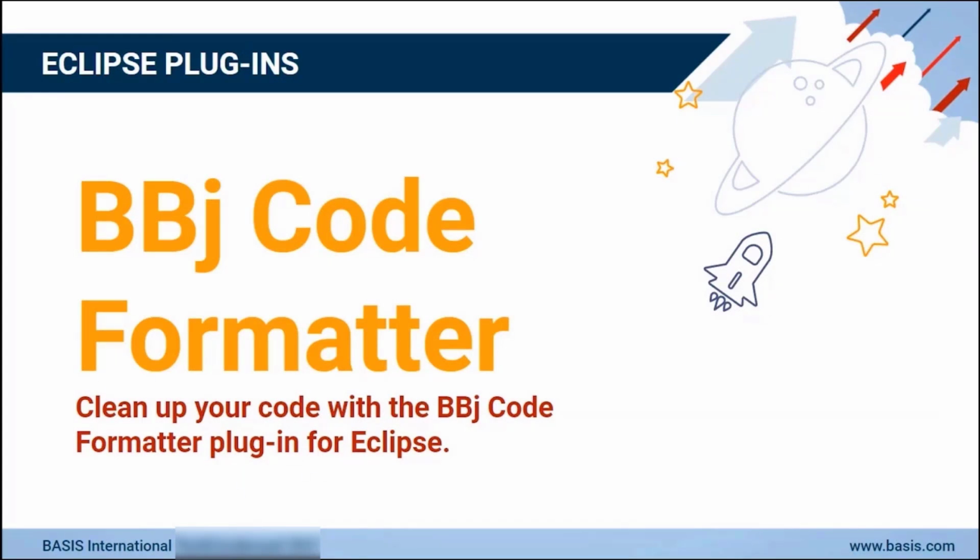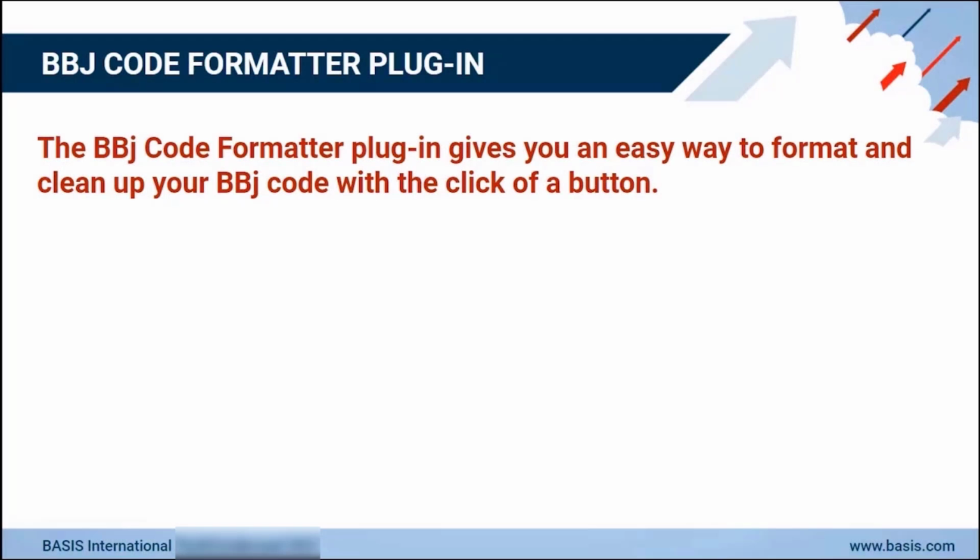There's another Eclipse plugin that we want to look at today that can be really helpful for you, and it's also part of the BBJ Utilities collection of plugins. It's called the BBJ Code Formatter, and it lets you clean up your code to some arbitrary set of guidelines that you wish to specify. Let's see how this can make your code more readable and more maintainable.